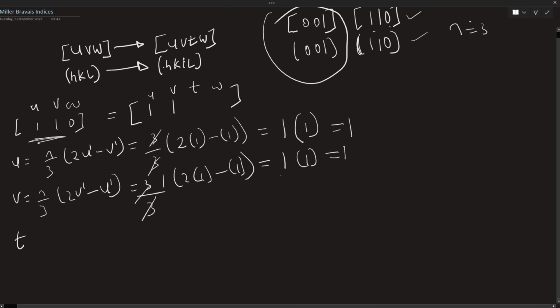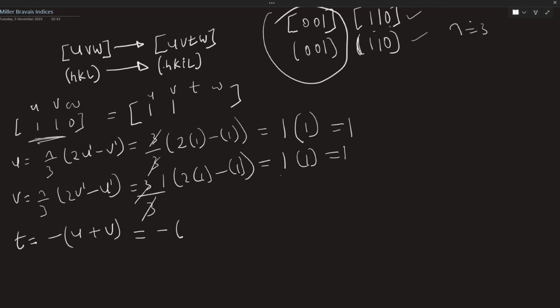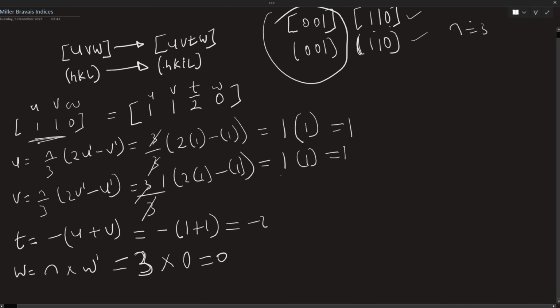Now let's go for our t, which is equal to minus (u plus v) in bracket, which is equal to minus of our u and v, which is 1 plus 1, and I have it to be equal to minus 2. So here I place in my bar 2. Then for our w, which is equal to n times w initial, our n is 3 times our w in this equation is 0, which is equal to 0, and falls back to 0.